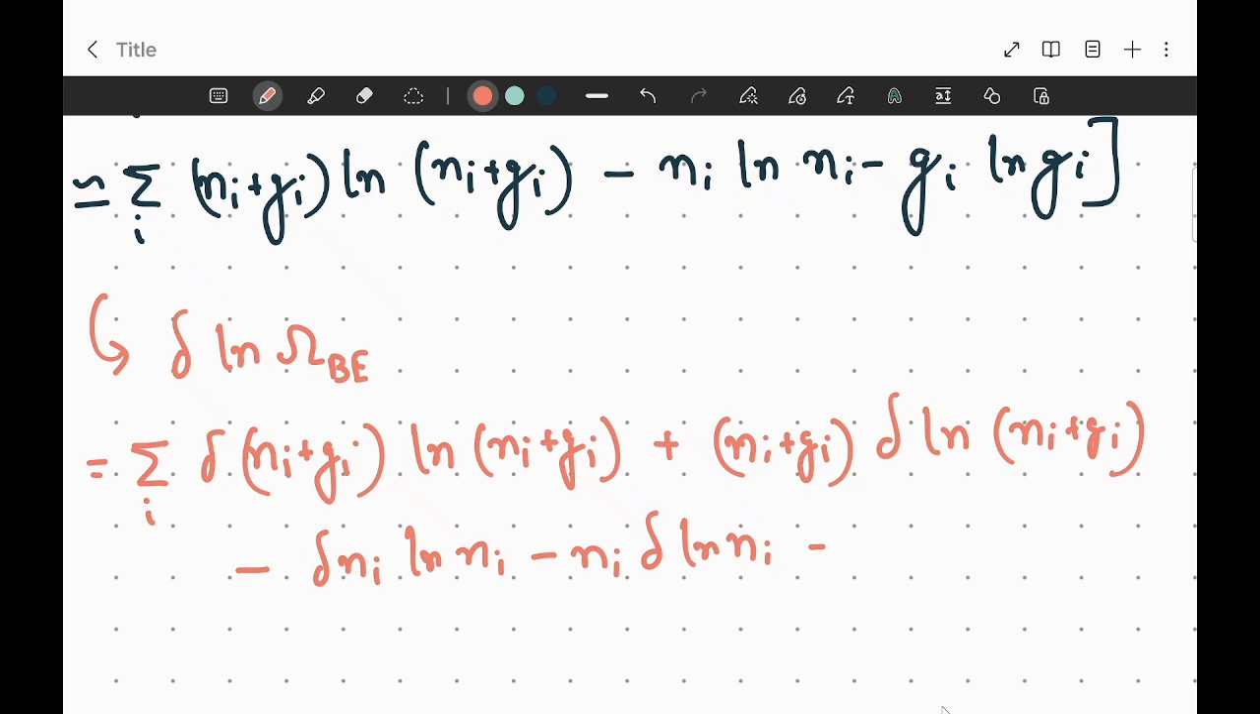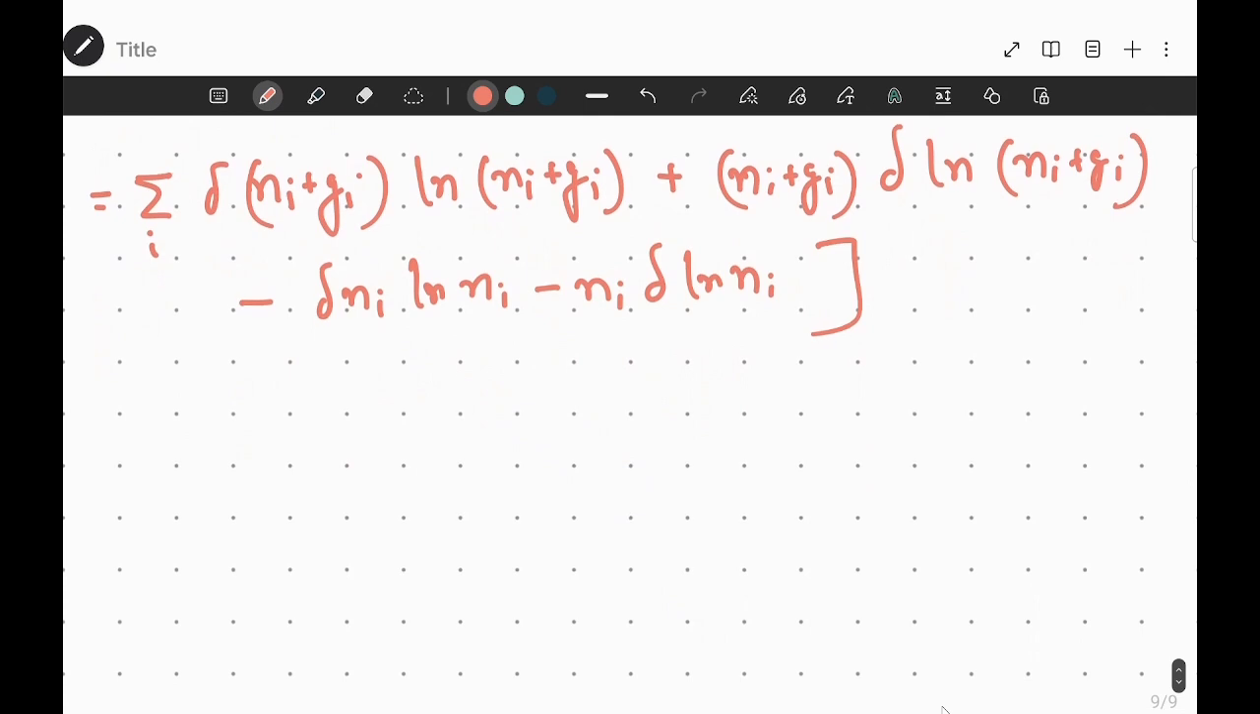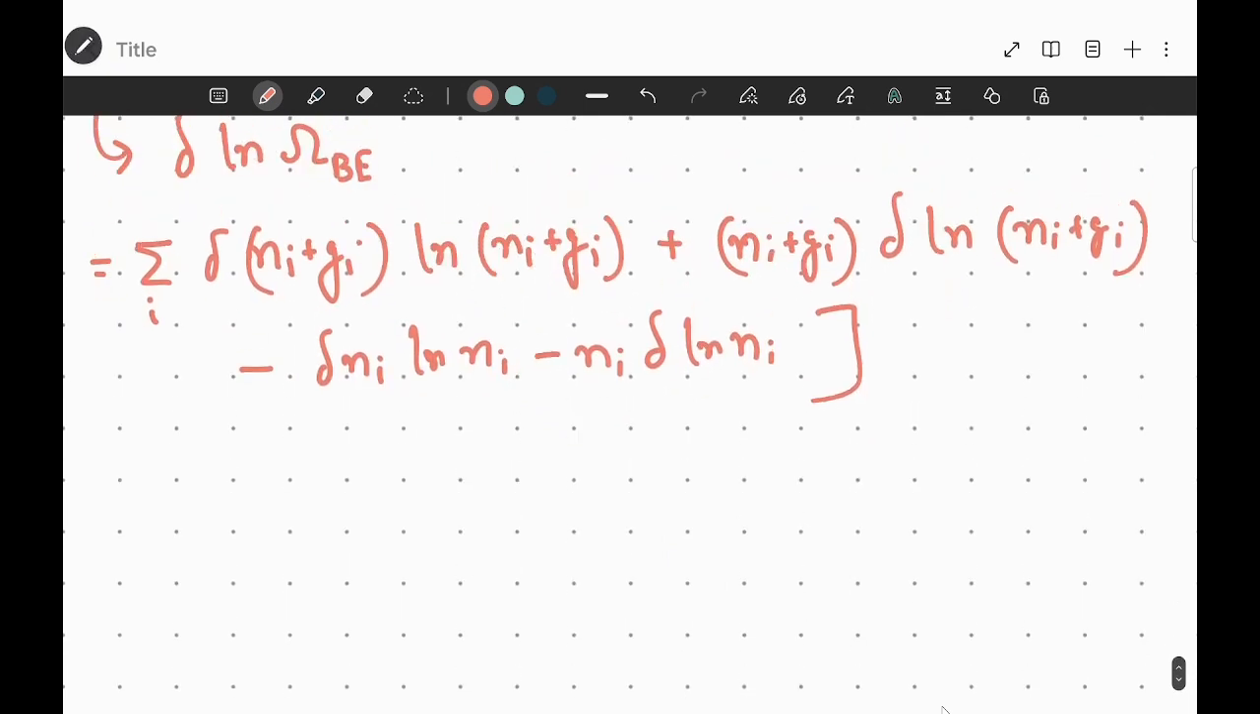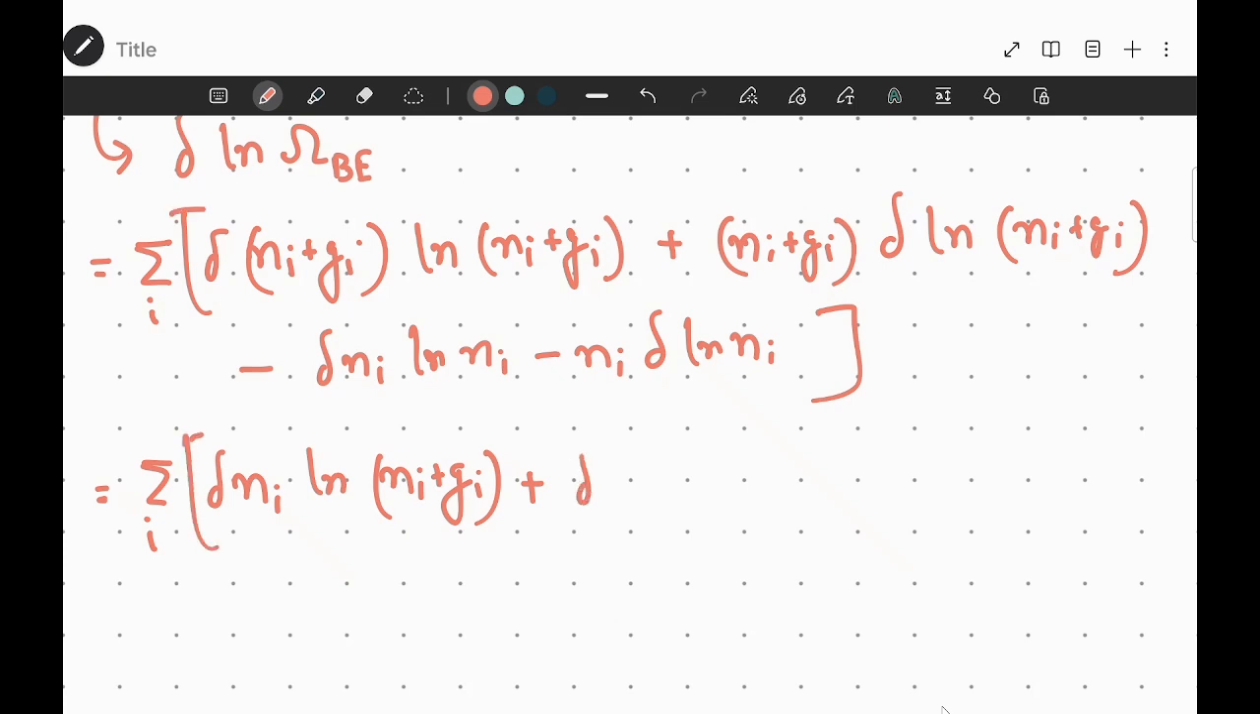Delta Gi is zero, so degeneracy will not be changed. Obviously, particles can be transferred. Now if you open it, it will be delta Ni ln Ni plus Gi, plus delta Gi, and delta Gi you know is 0, so that will not be there.